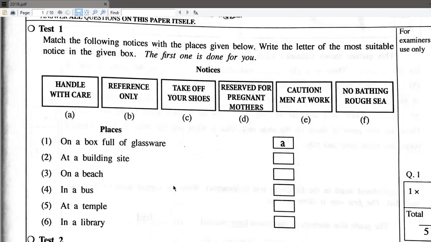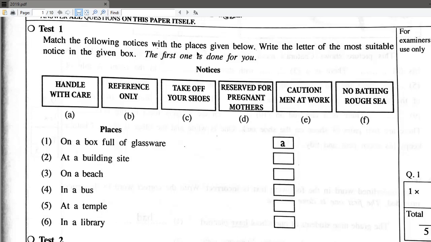Now let us go to test number 1. Test number 1 says for you to match the following notices. Match, what do you mean when you say match? Match may be to take a line and draw lines, that is also matching. Or matching two things simply might mean to connect the dots. In this case, matching means what? Let us see what they mean by matching.